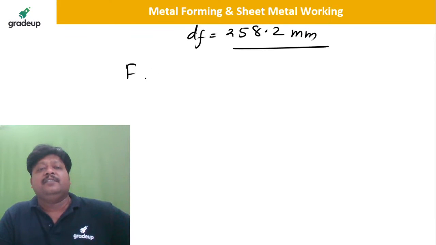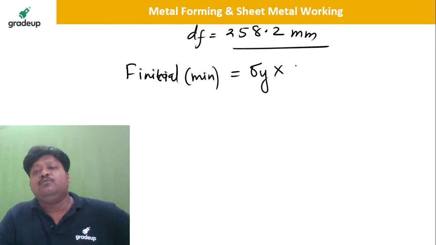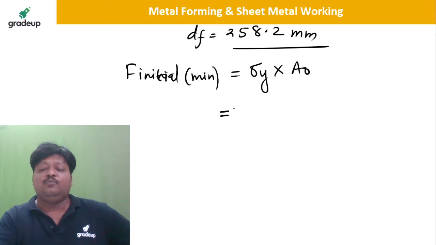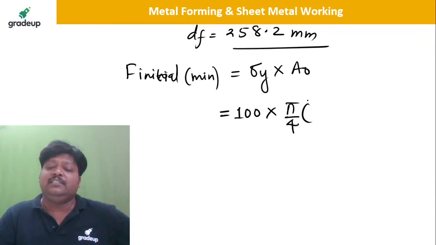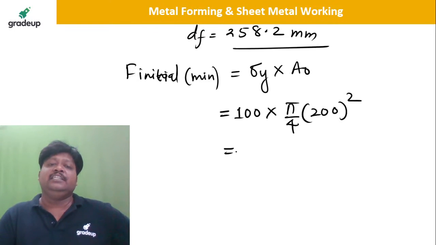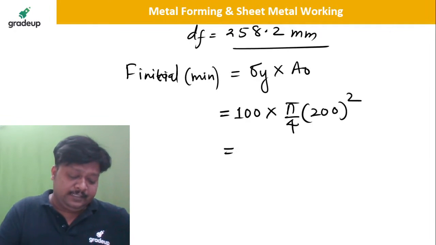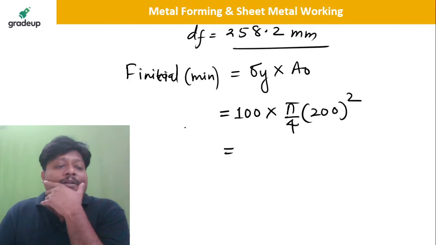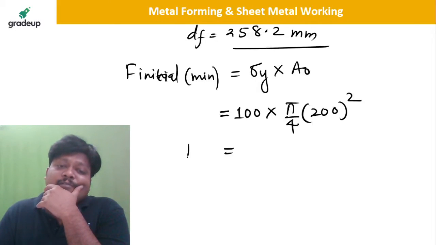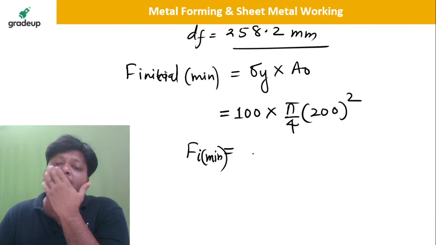Now very simple thing, dear students. What is the F initial? What is the minimum force initial, which will be the flow stress, sigma y, into A original. So sigma y, how much is it given? Flow stress of 100 megapascal, into original cross sectional area, pi by 4 into D original, 200 whole square. So this is the initial minimum force, that will be 200 square into 0.25 pi into 100. How much is it? F minimum initial, how much?